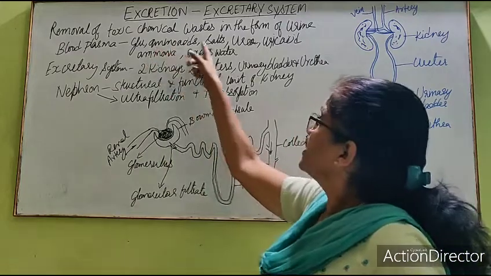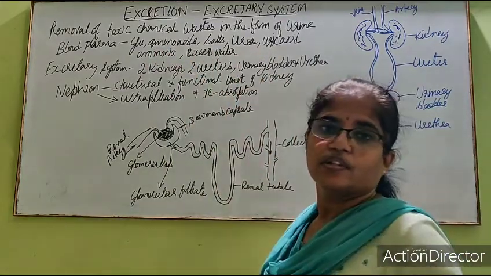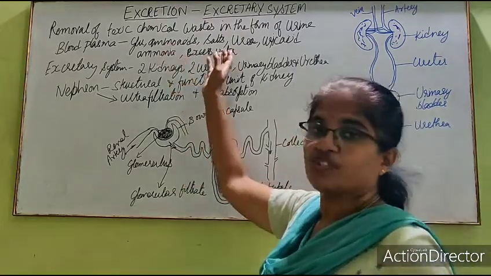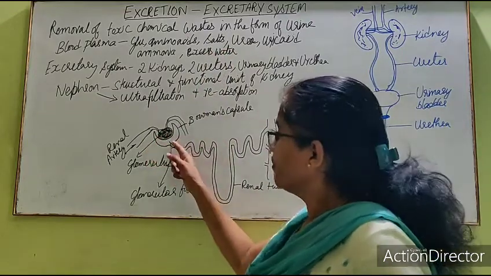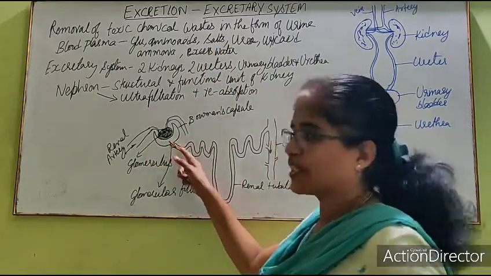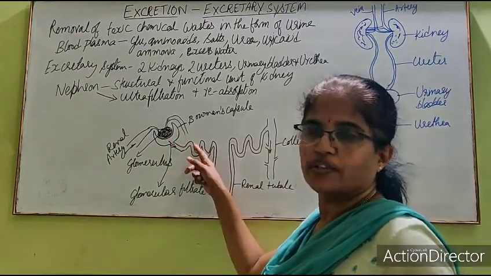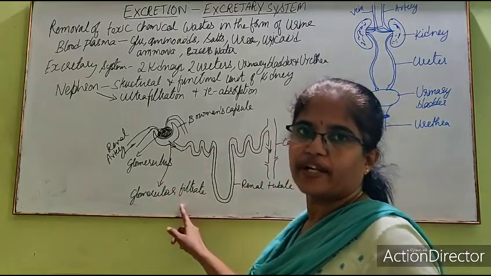It filters all these excess salts, urea, uric acid, etc. All these waste products which are in excess get filtered here. That filtrate passes through the Bowman's capsule and enters the renal tubule. This filtrate is called glomerular filtrate.